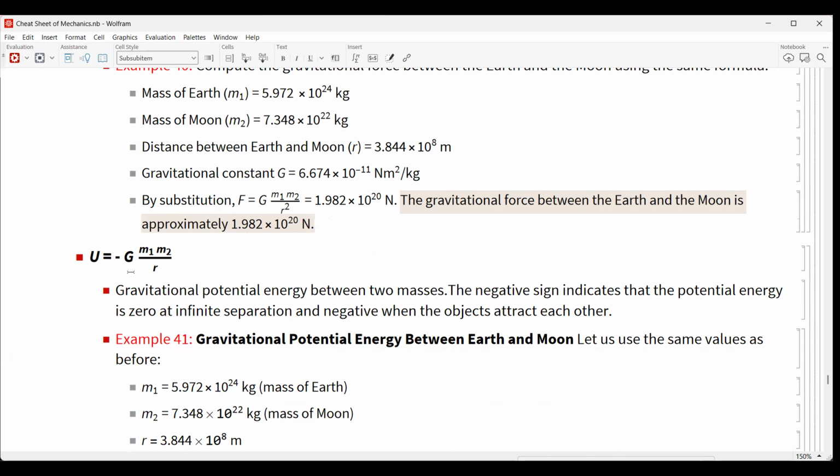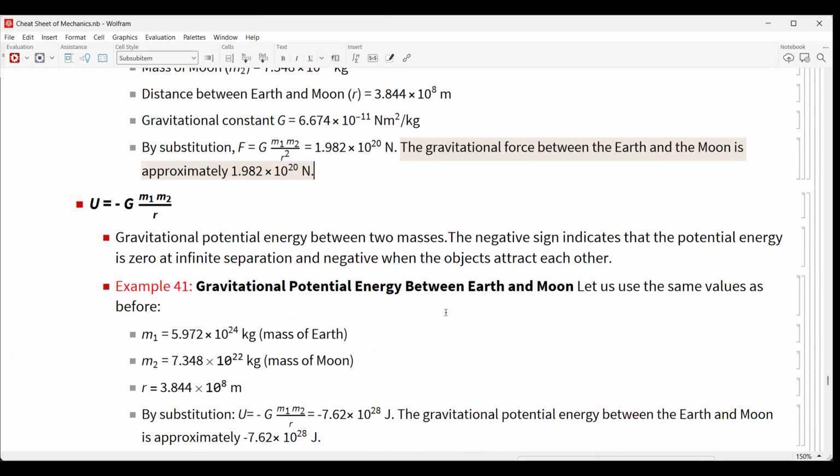So we have the third one, the gravitational potential energy between two masses. The negative sign here indicates that the potential energy is zero at infinite separation, and negative when the objects attract each other. Gravitational potential energy between Earth and Moon: let us use the same values as before.